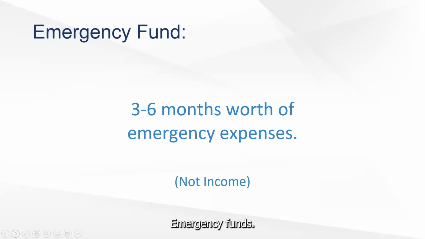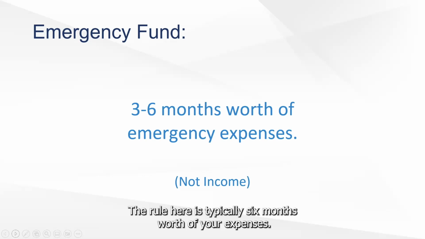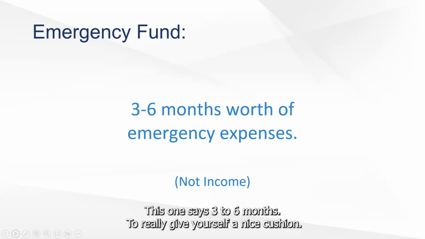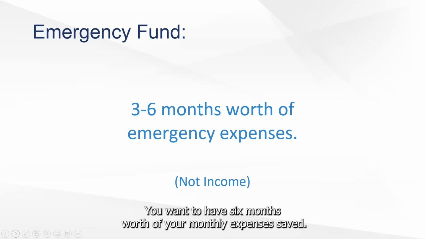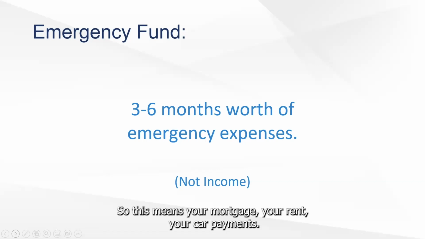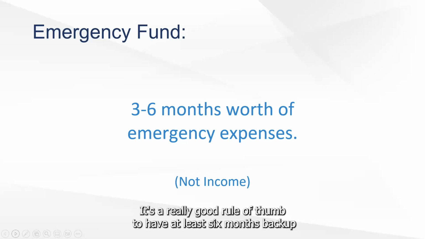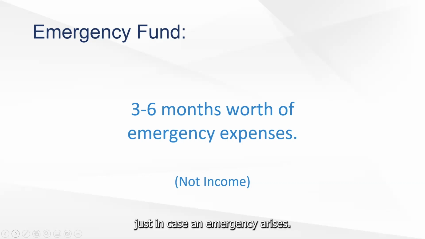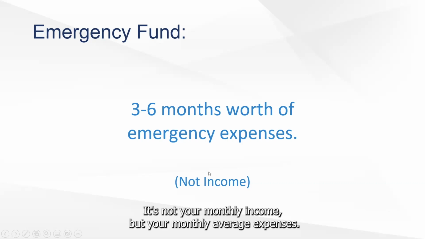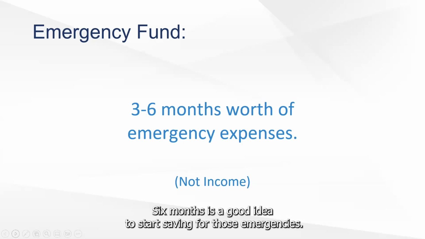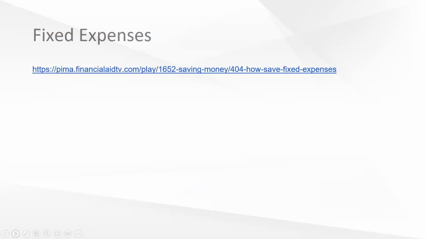Emergency funds. The rule here is typically 6 months worth of your expenses. This one says 3 to 6 months to really give yourself a nice cushion. You want to have 6 months worth of your monthly expenses saved. So this means your mortgage, your rent, your car payments. It's a really good rule of thumb to have at least 6 months backup just in case an emergency arises. It's not your monthly income, but your monthly average expenses. 6 months is a good idea to start saving for those emergencies.